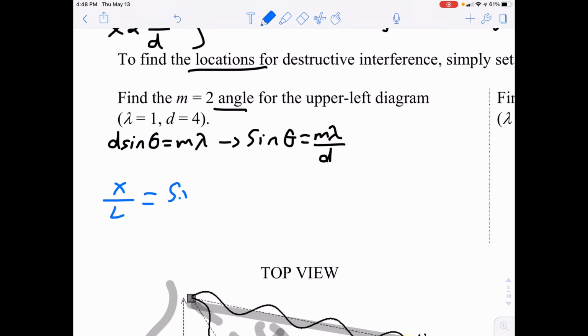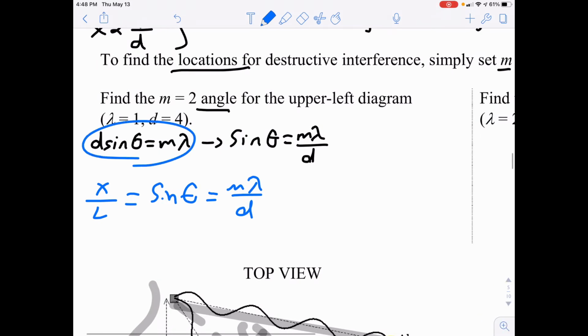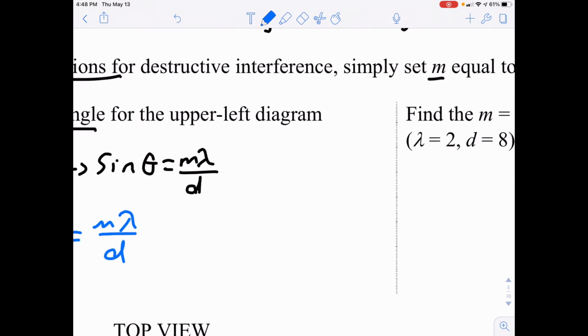And so this approximates the sine of the angle, which, as you can see, approximates this right here, m lambda over d. So this is how we can derive this new equation, d sine theta equals m lambda. Okay, so now let's go ahead and solve for theta. First, let's plug in for the sine of theta. That would be the easiest way to start.